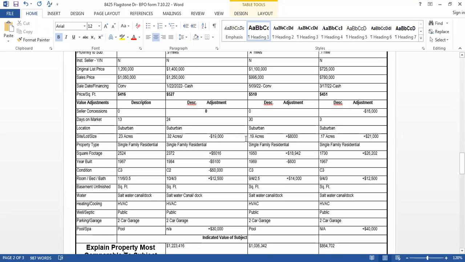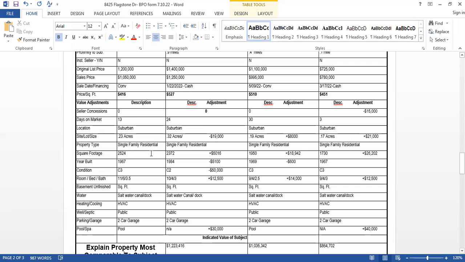So here's what's important about that. You always want to make it equal to the subject property. Here's our subject property. And so to make it equal, this one's bigger, so I've got to take money away from it to make it equal to this. This one is smaller, so I give it some money to make it equal to this. And this one, of course, is smaller, so I give it money to make it equal to the subject. And then property type, these are all single family residences.